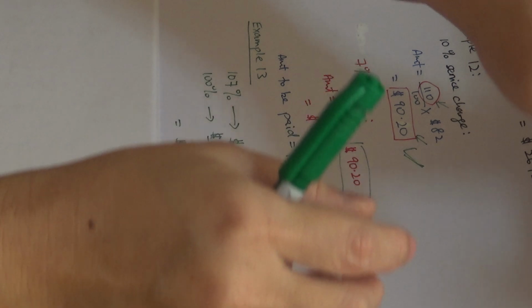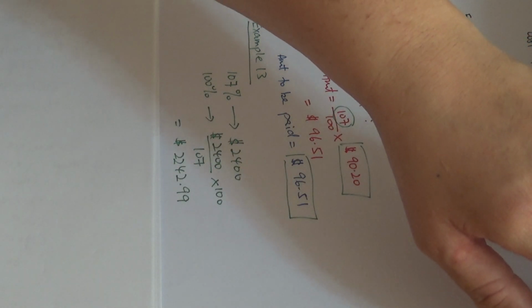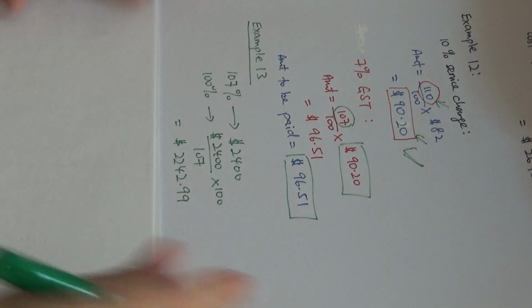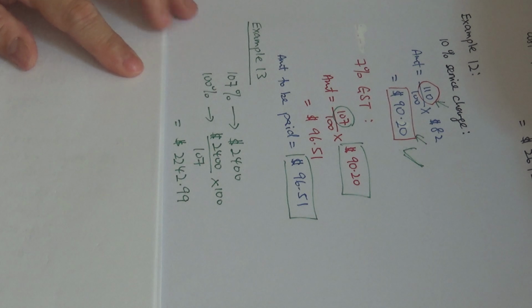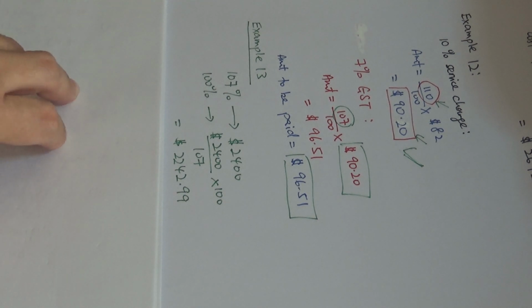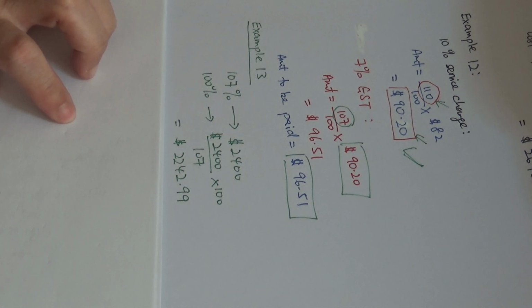Okay, now I'm going on to example 13. Now example 13 is the other way round, and I want you to take into consideration whether the amount given to you has already counted in the GST or not. Okay, now let's take a look at example 13. Mr. Ramasamy received a 2,400 hospital bill inclusive of 7% GST for his stay in a private hospital. How much was his bill before the GST? Give your answer to the nearest cent.